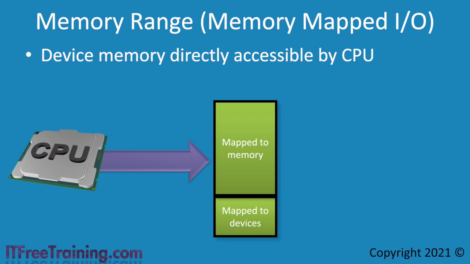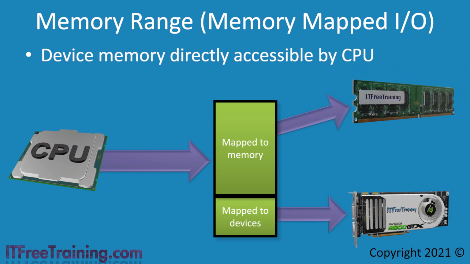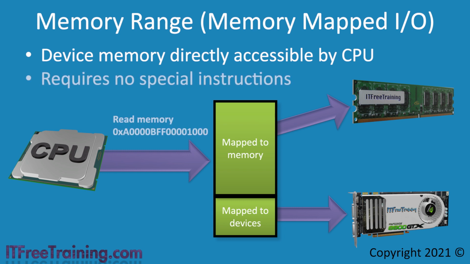So if you consider the memory addresses the CPU has access to, the physical location of the memory could be anywhere. For example, it could be in the memory inside the computer, or memory on a device in the computer. Since the memory is mapped, the CPU accesses memory in the device just like it would any other memory in the system. Thus, the CPU requires no special instructions.